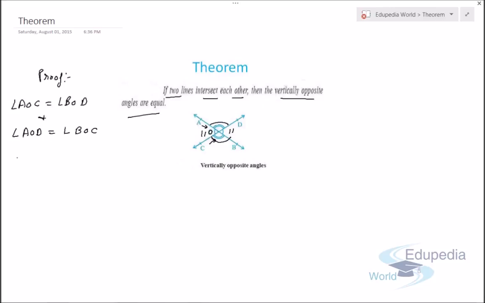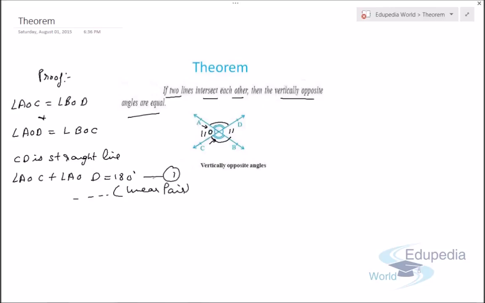So we know that CD is a straight line. Any angles on a straight line will make a linear pair. So we can say that angle AOC plus angle AOD will be equal to 180 degrees. We can clearly say that these form a linear pair. So let it be equation number 1.